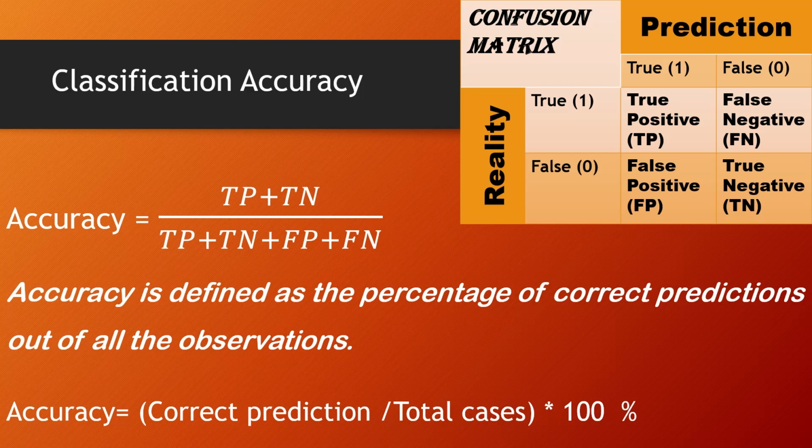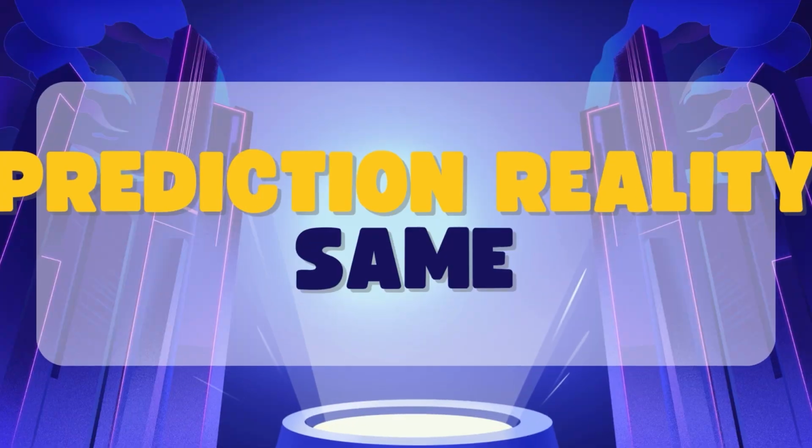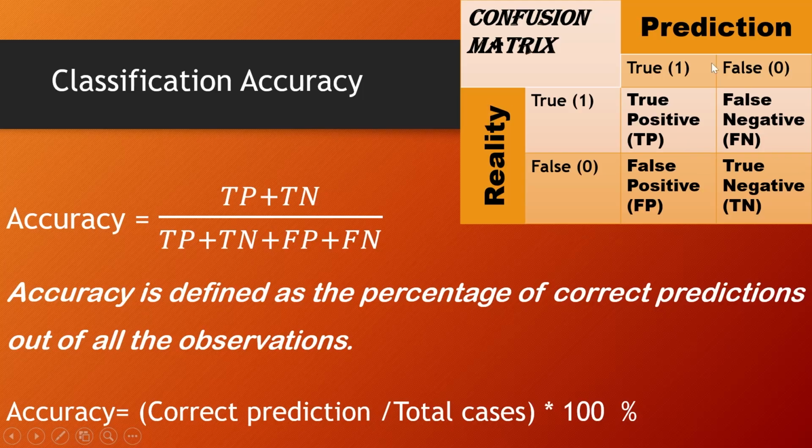But before that, let me give you a brief review about the confusion matrix. There are two things in it. One is prediction and another one is reality. And it has two parts, true and false. True means 1 and false means 0. Now, in true positive and true negative, in both cases prediction and reality are the same. As you can see, as per the matrix, prediction is true and reality is also true. In this, prediction is false and reality is also false, but both are the same, right? So when prediction and reality are the same, those are the cases of true positive and true negative.